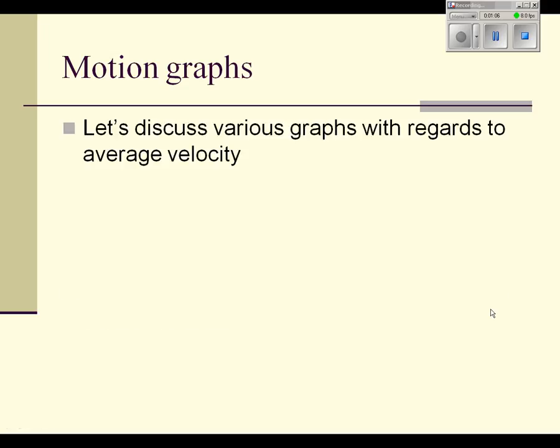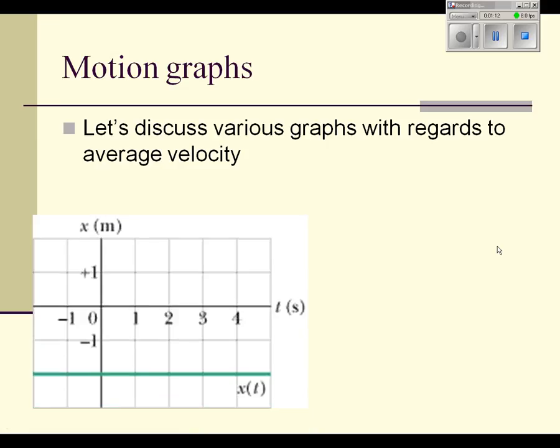So we're going to go ahead and take a look at motion graphs, and we're going to discuss this in terms of average velocity. So if you look at this graph, pause the video right now, and I want you to answer this question. What is the average velocity of the object moving according to this graph? The green line shows what this object is doing. So pause the video now, please.